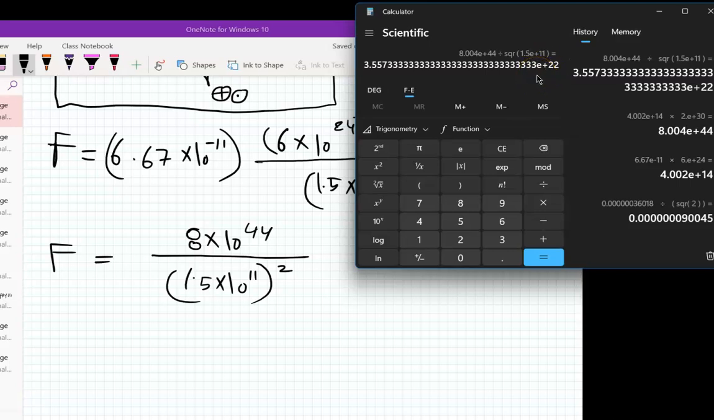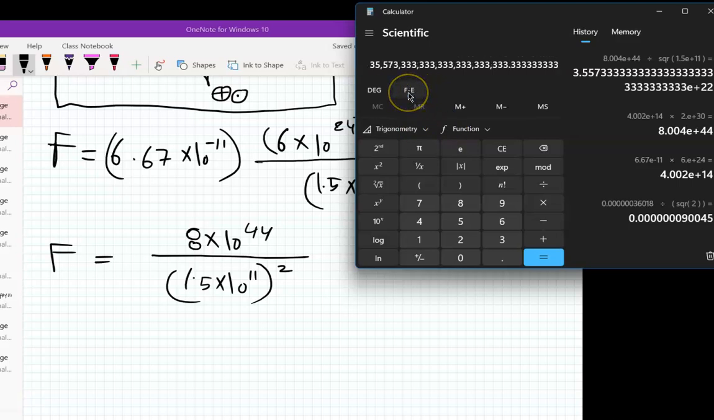I think I've done it correctly because it looks familiar to me. I've done it before. So again, you want to ignore all these crazy figures that you have here. Many of them are not significant at all. So basically, you want to take 2 digits to the right of the decimal. So that will be 3.56 times 10 to the 22 right there. You see what I'm saying?